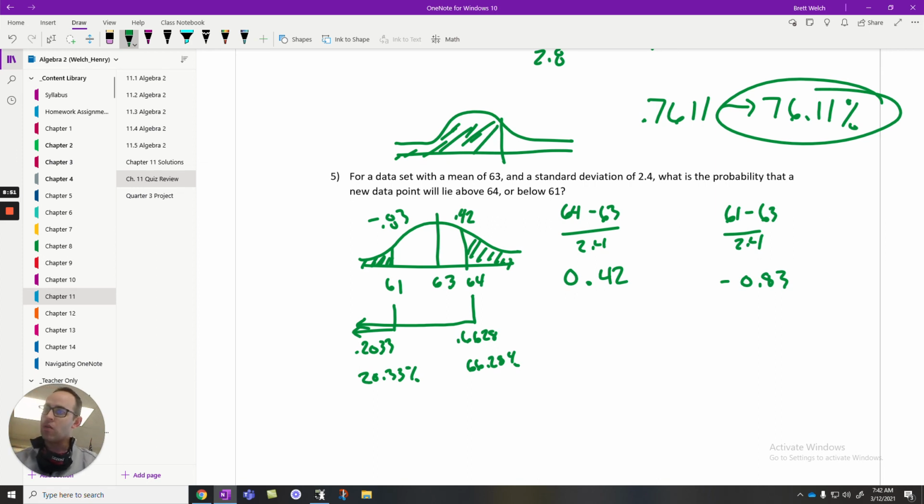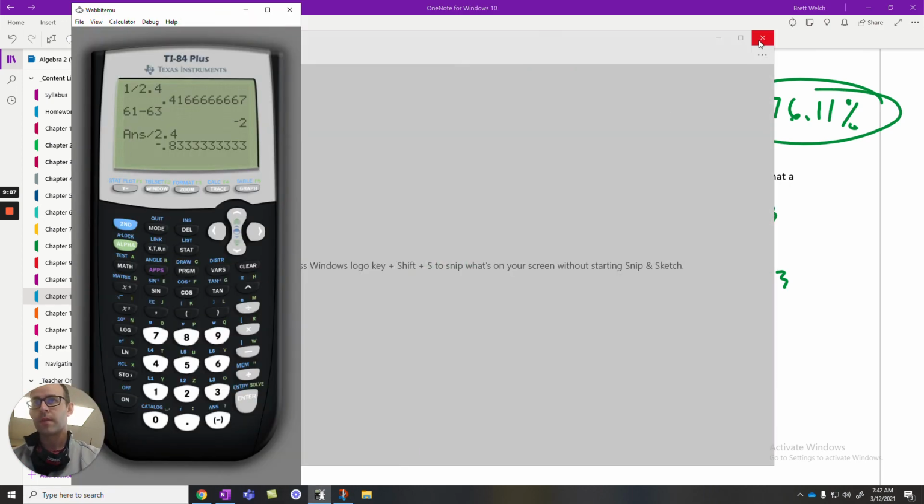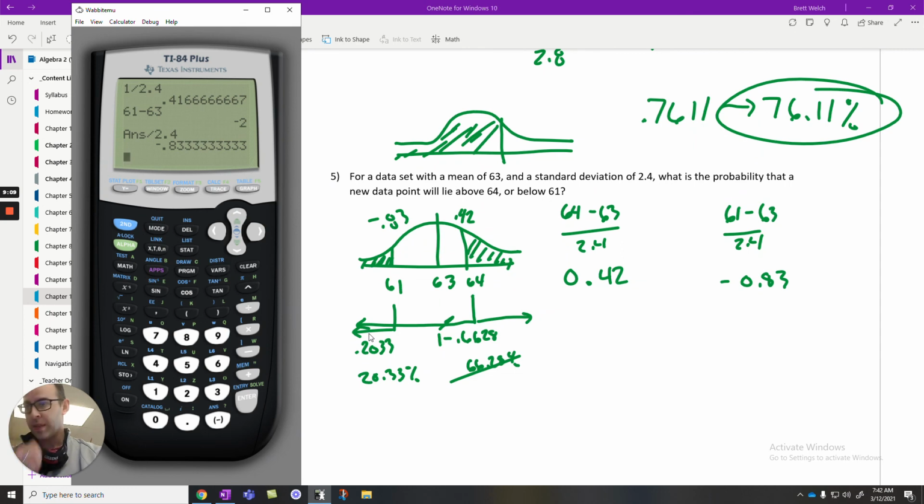I want to be over it. To find the over, I'm going to take 1 minus that number, and it will take me to the right instead of the left. Basically, I'm moving from 100%. And so if I take my calculator and I do 1 minus 0.6628, gives me a 33.72% chance that it's on the right, or greater than 64.